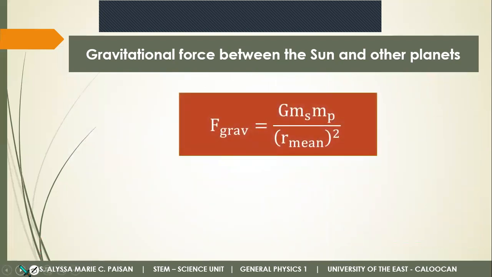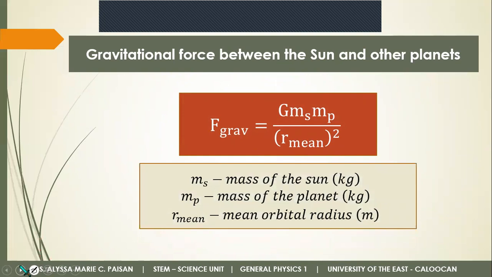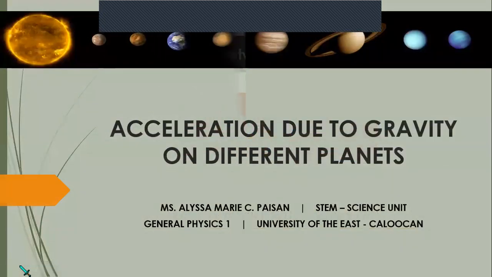Therefore, to get the gravitational force between the sun and other planets, we can use this general equation wherein Ms is the mass of the sun in kilograms, Mp is the mass of the planet in kilograms, and r mean is the mean orbital radius. Later, you will know why we need to differentiate kasi meron pang isang equation for this. Okay? Ayan. Don't forget, ha, that's mean orbital radius ang gagamitin. Tapos Mp, syempre kung anong planet yung pinag-uusapan.